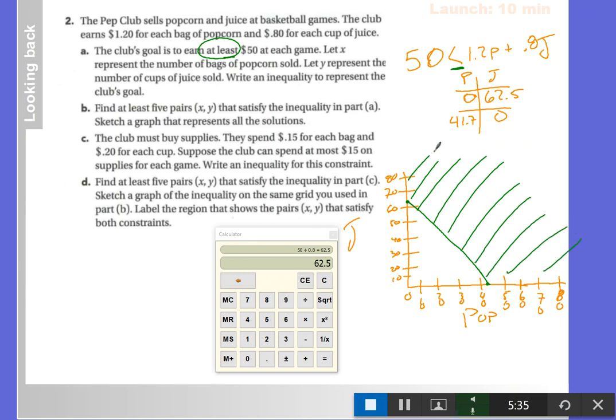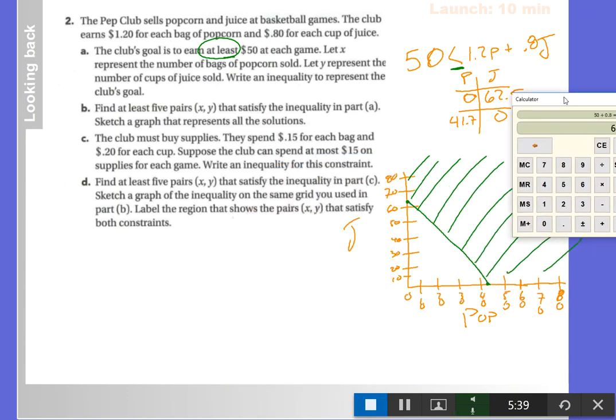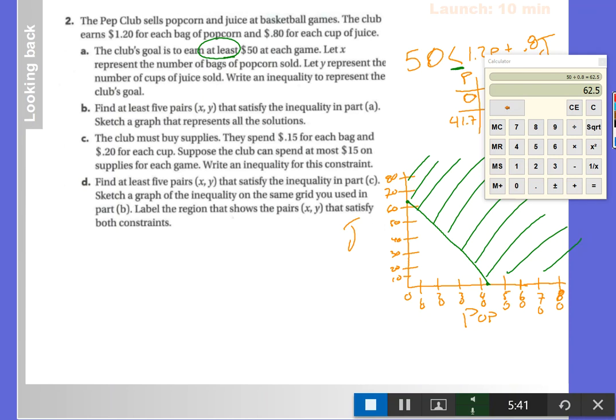All right. For my other expression, about black. All right. We spend 15 cents for each bag. That's a popcorn bag. And 20 cents for every cup. And they can spend at most, so they can spend 15, but they can't go over $15.